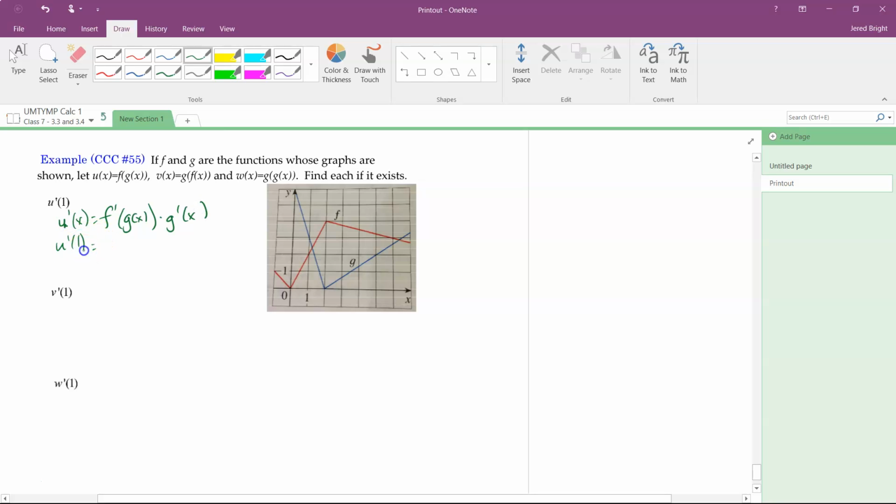So u prime of 1, and then I need to do f prime, and then g of 1 is just going to be 3, times, and then g prime of 1, so that's the slope at 1, and that looks to be minus 3. Okay, and then if we look at f prime of 3, so that would be the slope of f at 3. 1, 2, 3, up, and then we count that that's over, let's see, that's negative 1/4. Negative 1/4 times minus 3, I get 3/4.